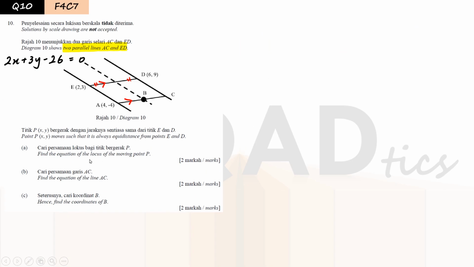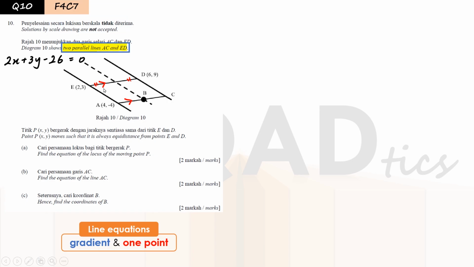For the next part, we need to find the equation of line AC, which is this line. Okay, so to find the equation of a line, we need two pieces of information: the gradient and a point which lies on the line. Right, so just now we mentioned that line AC is parallel to line ED. Since these two lines are parallel, their gradients are the same. So to find the gradient, we just need to find the gradient of line ED.